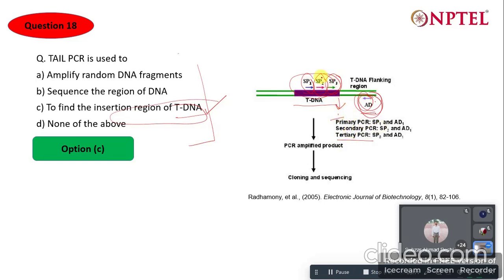So three PCR steps are done, followed by the amplified products being cloned and then sequenced. If a region is inserted into the tDNA, it will show a specific band size, whereas if tDNA is not inserted into the plant, then no band will be observed. This is how TAIL PCR is done, and this is commonly used to find the insertion region of the tDNA. Any doubts still here?